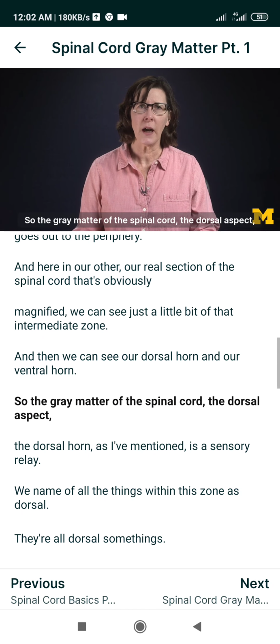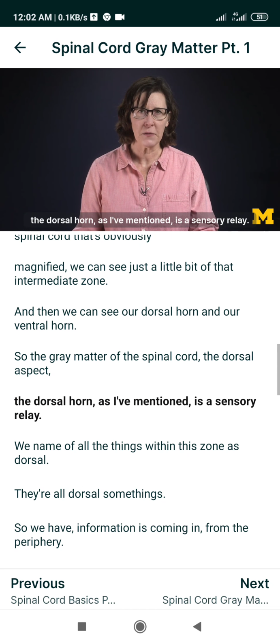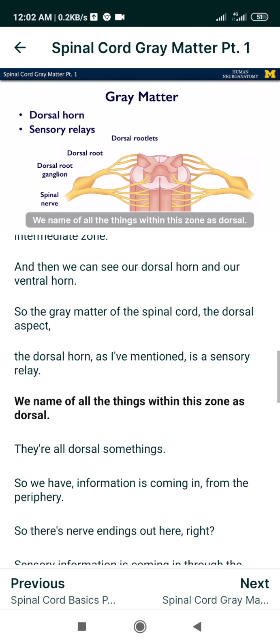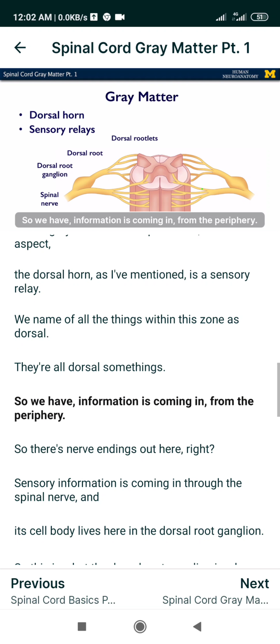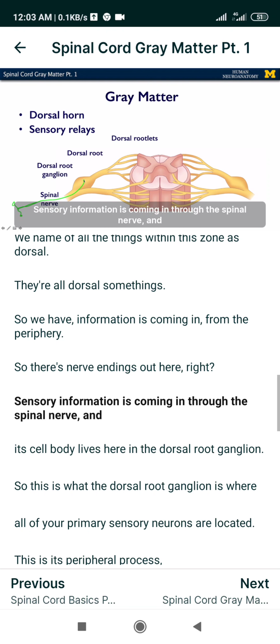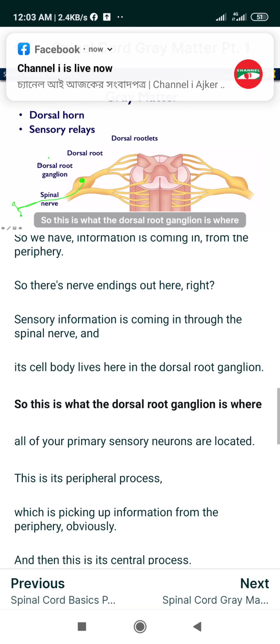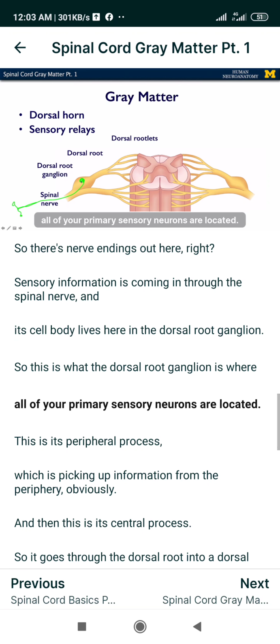So the gray matter of the spinal cord, the dorsal aspect, the dorsal horn, as I've mentioned, is a sensory relay. We name all of the things within this zone as dorsal. They're all dorsal somethings. So information is coming in from the periphery. There are nerve endings out here, right? Sensory information is coming in through the spinal nerve, and its cell body lives here in the dorsal root ganglion. So this is what the dorsal root ganglion is, where all of your primary sensory neurons are located.